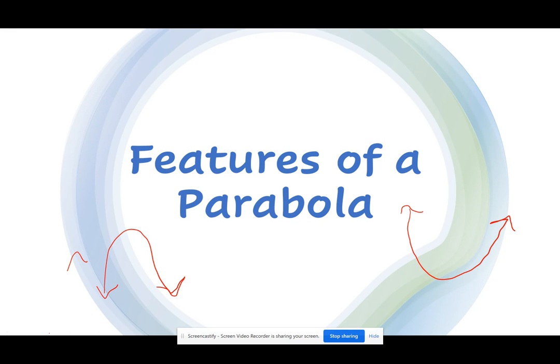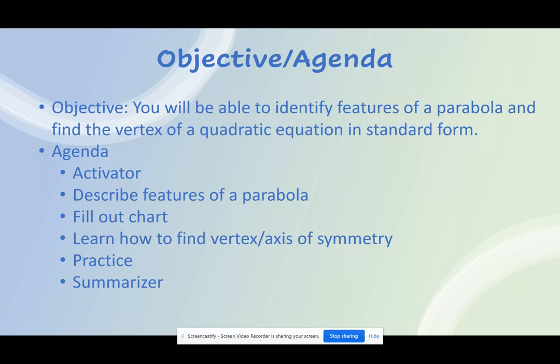So we're going to talk about these. Our objective for today is that you will be able to identify features of a parabola and find the vertex of a quadratic equation when it's in standard form. So going through this video, we're going to talk about features of a parabola and then talk about how to find the vertex, the axis of symmetry, and the y-intercepts.